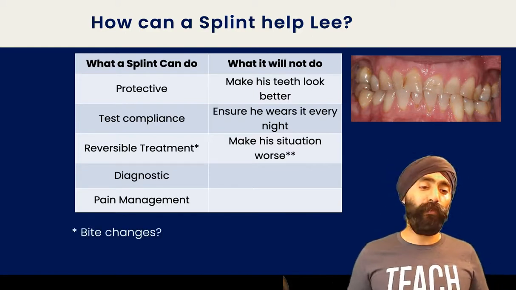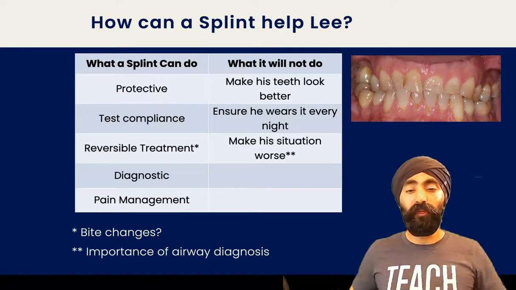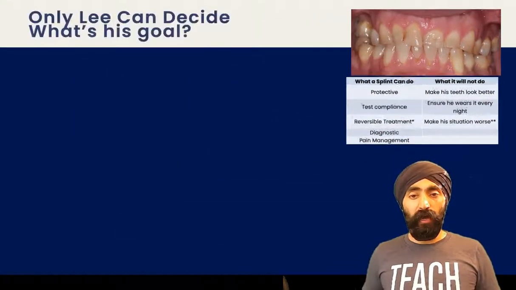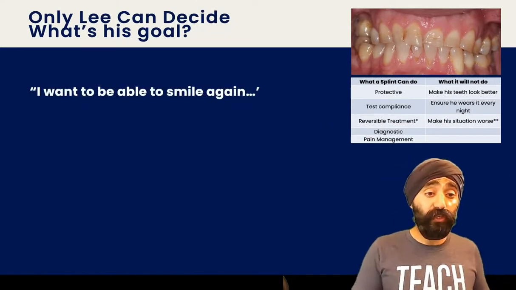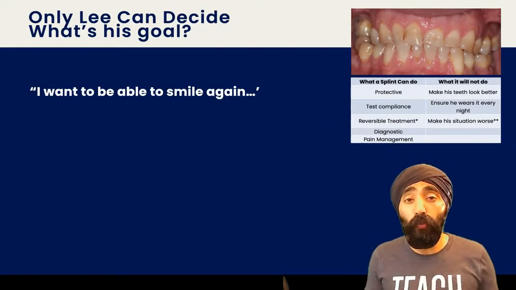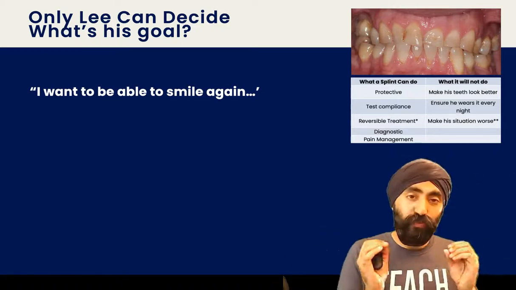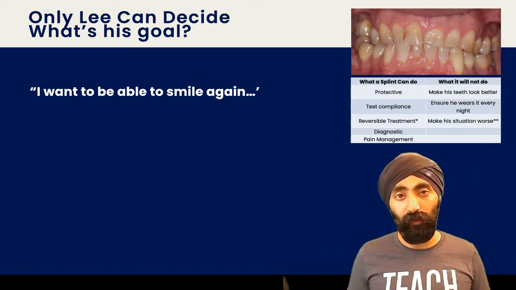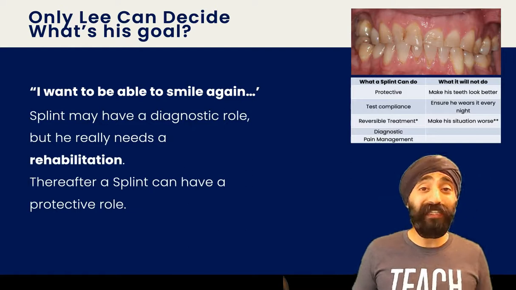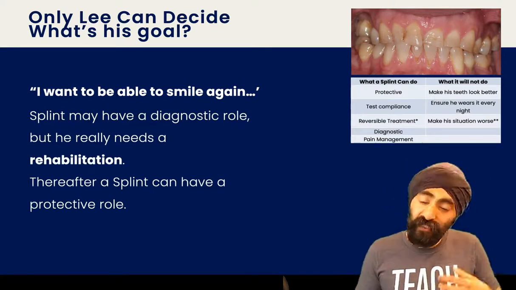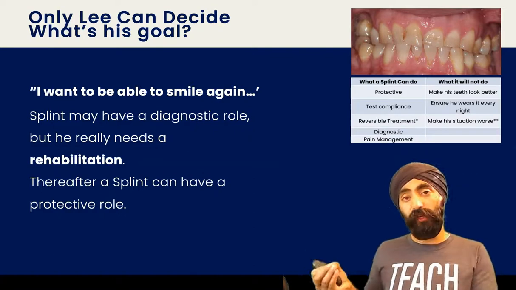Yes, we need to consider bite changes, and yes, an airway diagnosis is important, but slightly beyond the realms of this lecture. Only Lee can decide, depending on what his goal is. So if Lee says to us, "I want to be able to smile again. I've got my son's wedding coming up, and I hate the look of my teeth," does this patient need a splint? No, this patient needs that rehab I was telling you about. Yes, there are less fancy ways of doing it, but essentially we need to do some restorative dentistry.